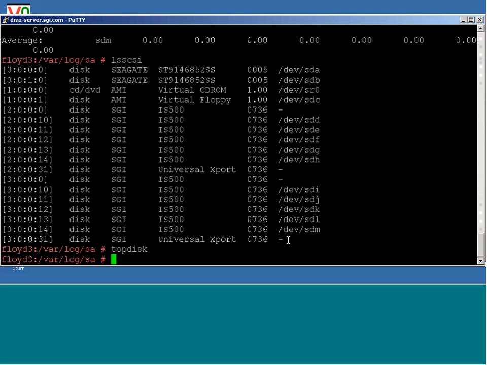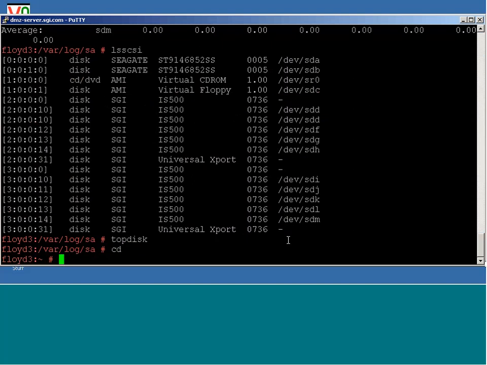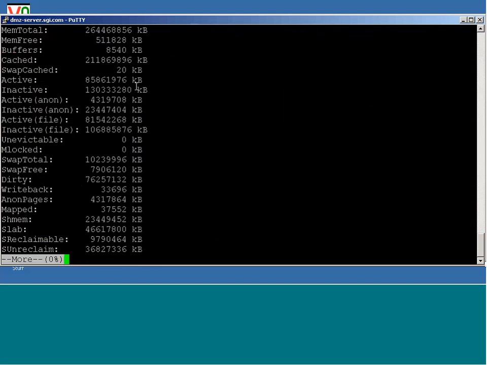I'm going to go one step further here now. I want to go into top now. Oh, before I'm done. So CPU, memory, disk. The next one was file system buffer cache. Let me go into proc, if I can spell it right. So I'm pretty much out of memory. 511 meg memory free.